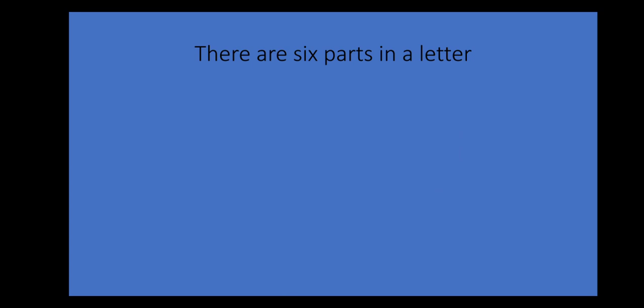The first part is, before you start writing a letter, you have to write the place name from where you are writing the letter with the present date. For example, you are writing from Pabna and today is 5th July. So, you write this to the right side of the page.